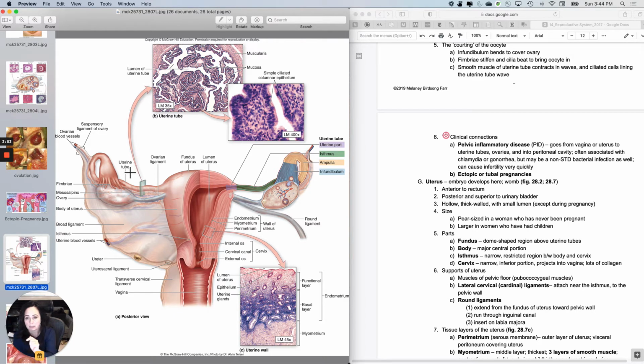Okay, a little bit about pelvic inflammatory disease and ectopic or tubal pregnancies. These are important things for women to know to take care of their reproductive health. Pelvic inflammatory disease, often abbreviated PID, quite often starts with some kind of infection or irritation in the vagina. And FYI, it does not have to be a sexually transmitted infection, although sexually transmitted infections are pretty likely to cause PID if they're not treated. They don't all cause this.